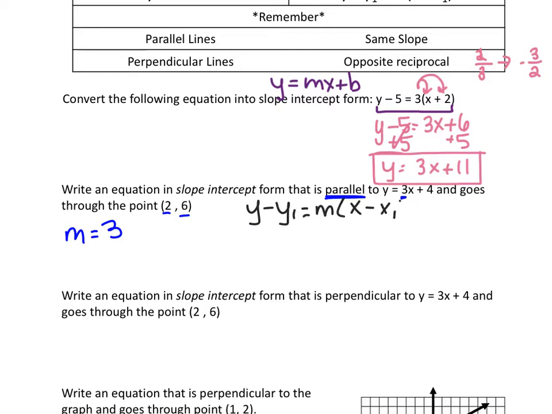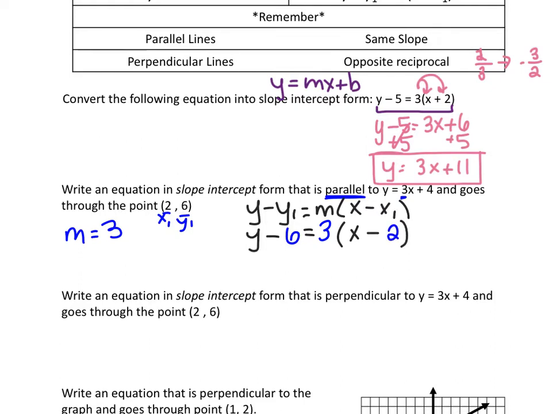y minus y1 equals m times x minus x1. So this is just our point-slope form. This is where we're plugging in. Okay, so now we just start the substitution aspect. I'm going to do color-coded on this first one so we can remember how we did that last time. So I'll label my point as x1, y1. So y minus, substitute in your y1, in this case 6, equals m, we determined as 3, times x minus x1, and in this case that is 2.